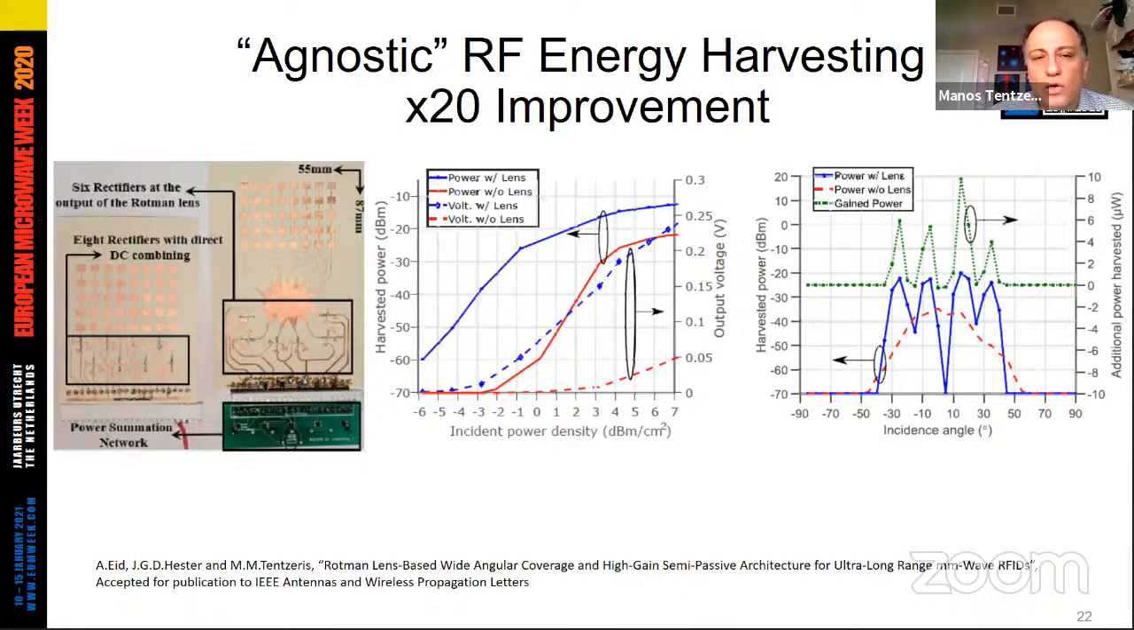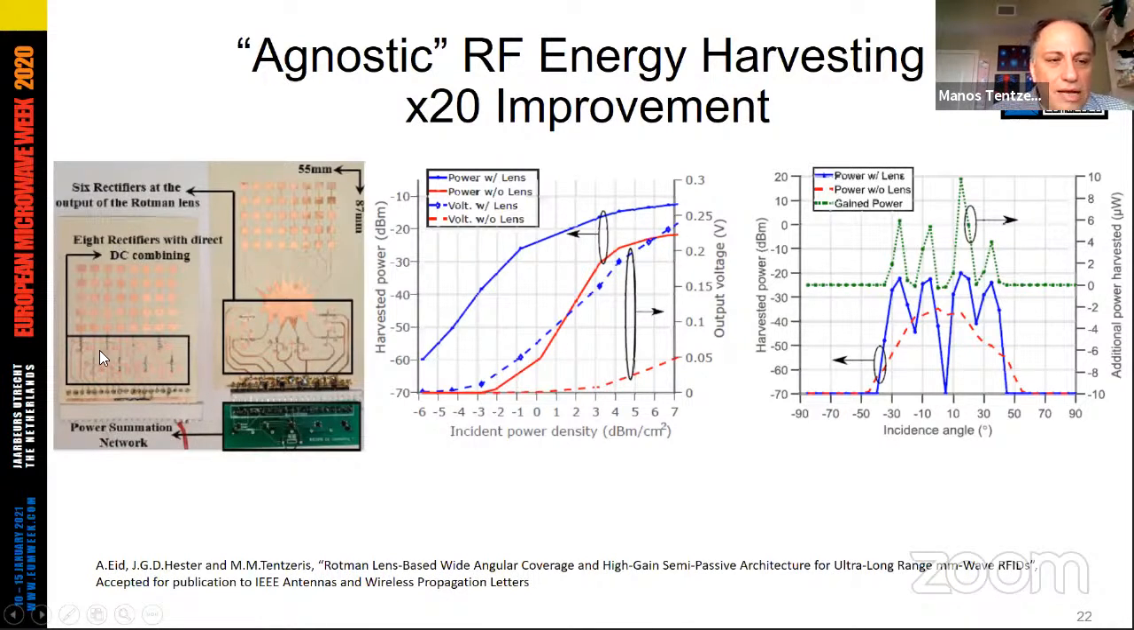That means no matter what's the relative orientation, no matter what's the time of the day, no matter what's the environment, your module should be able to collect the optimum amount of power. And we figure out we can do that utilizing printed Rotman lens shown here.